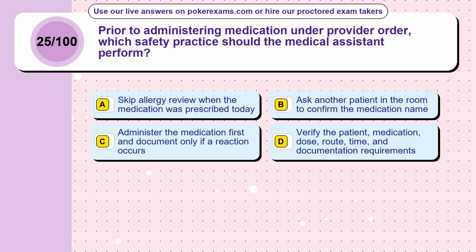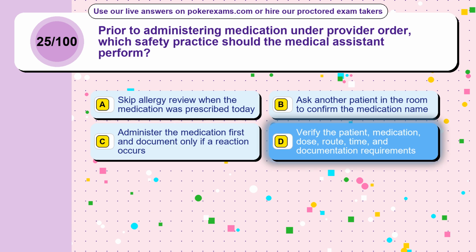Question 25. Prior to administering medication under provider order, which safety practice should the medical assistant perform? Option A. Skip allergy review when the medication was prescribed today. Option B. Ask another patient in the room to confirm the medication name. Option C. Administer the medication first and document only if a reaction occurs. Option D. Verify the patient, medication, dose, route, time, and documentation requirements.